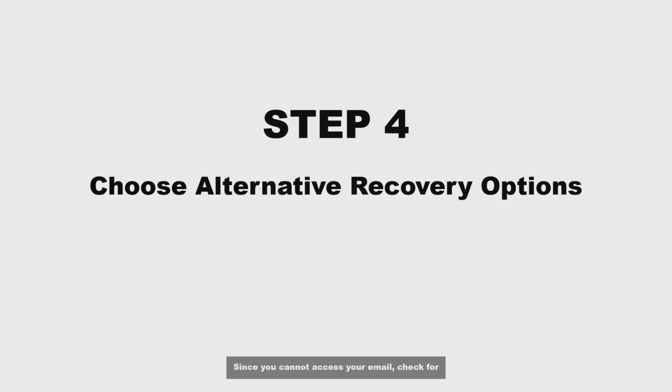Step 4. Choose alternative recovery options. Since you cannot access your email, check for alternative recovery options such as phone number or social media accounts linked to your Temu account. Select the option that applies to you.